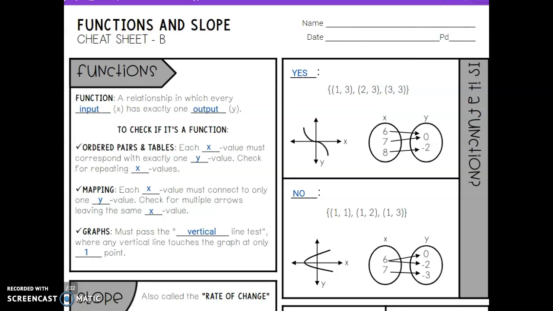We're going to start in the top left box at functions. A function is a relationship in which each input has exactly one output. So one x value equals one y value.